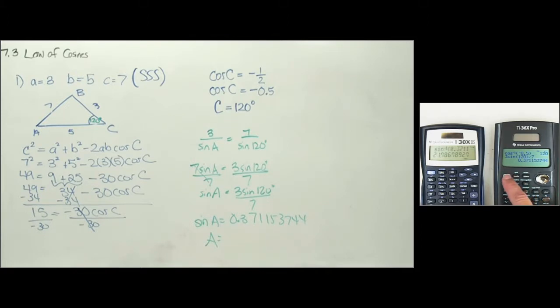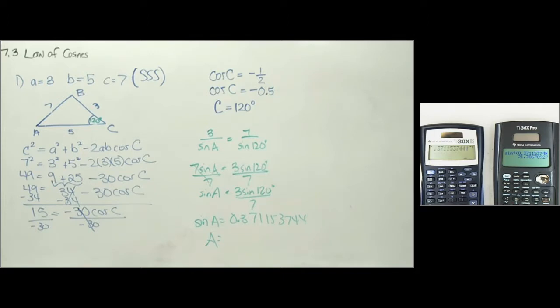I'm going to do it on the pro. Oh, I hit the wrong button. Second sine. We're going to put in our decimal. Let me get my whole decimal here: 53744. All right. We get the same angle measurement. Okay, everybody's good with that?